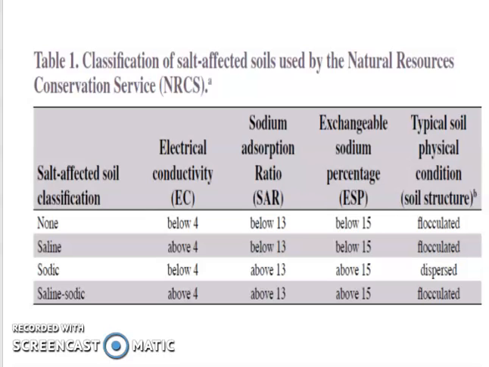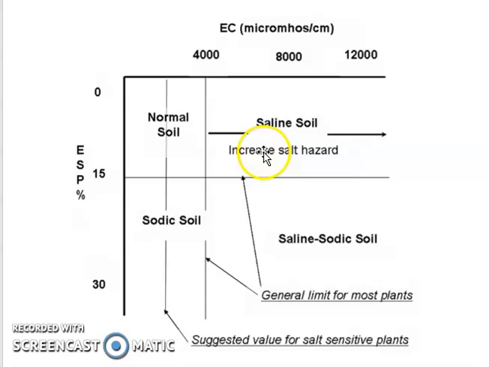So this diagram also summarizes the previous. Previously the EC unit was dS per meter or millimhos per centimeter. This diagram uses another unit for EC called micromhos per centimeter. This equals dS per meter multiplied by 1000, or millimhos per centimeter multiplied by 1000. You will get here 4000 micromhos per centimeter equal to 4 millimhos per centimeter. Okay, 8000 means 8, here it means 12, and ESP 0, 15, 30.